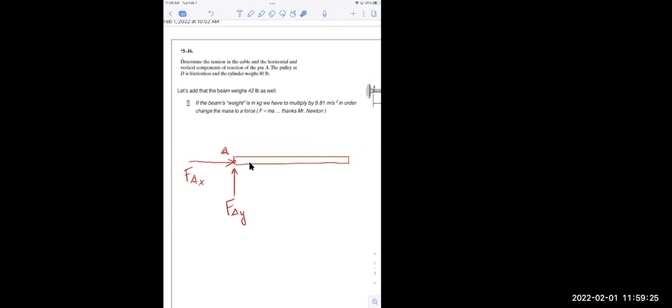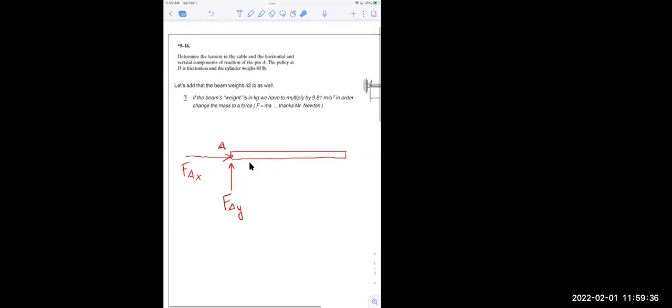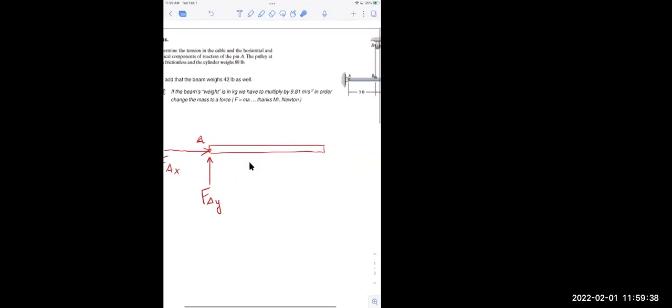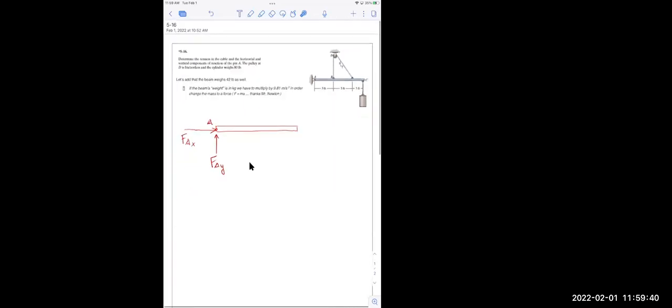Determine the tension in the cable and the horizontal and vertical components of reaction at A. The pulley D is frictionless. That means we're not losing anything for friction around that pulley, which is not very realistic. And we're told the cylinder weighs 80 pounds. So I can go over there and add in 80 pounds.